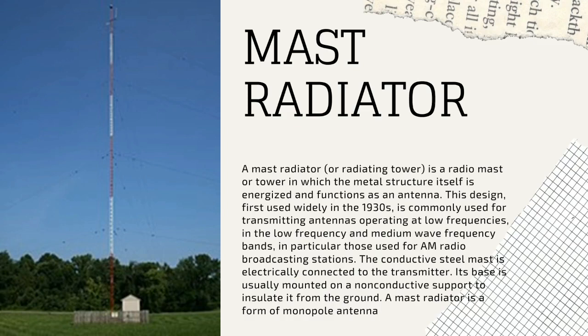So the conductive steel mast is electrically connected to the transmitter, and its base is usually mounted on a non-conductive support to insulate it from the ground. A mast radiator is sometimes a form of monopole antenna. You can see in the picture a typical mast radiator and antenna tuning hut of an AM radio station in Chapel Hill, North Carolina.